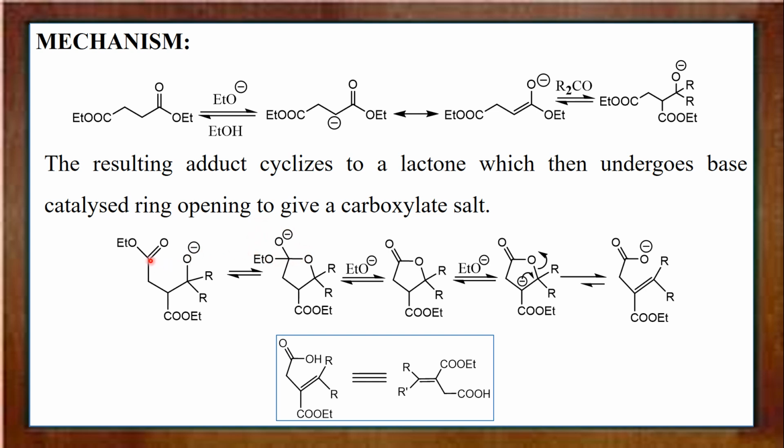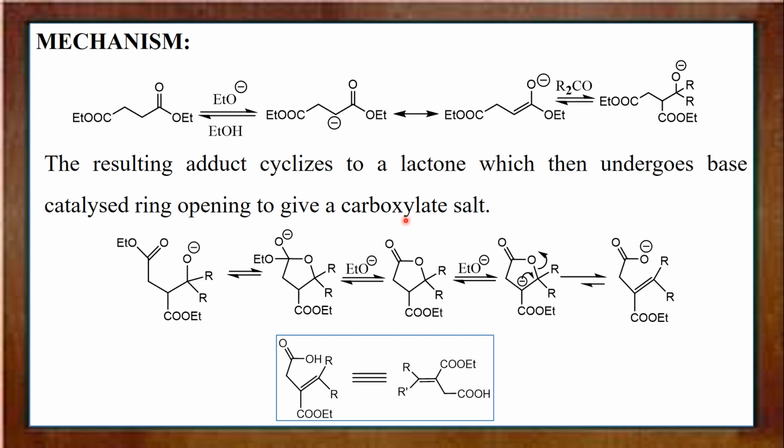So O minus attacks at the carbonyl carbon, making a new bond, and this pi bond is shifted to oxygen to give O minus. That O minus comes back to regenerate the double bond, pushing this ethoxide out. So this overall reaction is a nucleophilic substitution at this carbonyl group. This is the nucleophile attacking the carbonyl carbon. Ethoxide is the leaving group. Therefore, this is a nucleophilic substitution, and the ethoxide is the leaving group and it is removed.